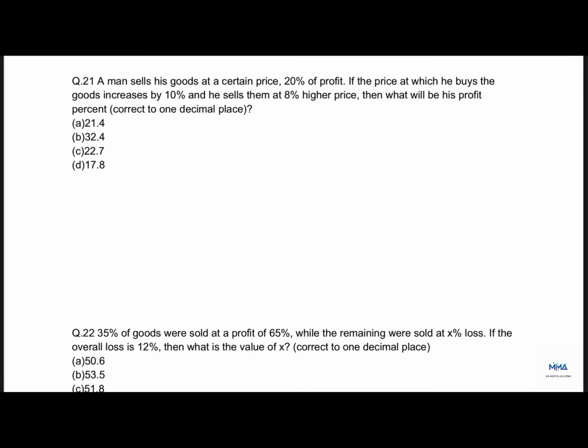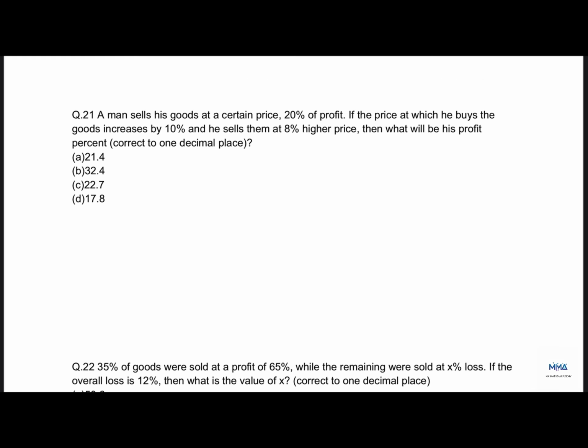A man sells his goods at a certain price, at 20% profit. If the price at which he buys the goods increases by 10% and he sells them at 8% higher, then what will be his profit percentage? So here the initial CP is 100. He sold this at 20% profit, so at 120. He increases the cost by 10%, so this is 110, and the selling price by 8%. So 1.08 times 120 is 129.6. So the profit here is 19.6 out of 110. 11 ones, 11 8s, 11 7s. So this is the answer.